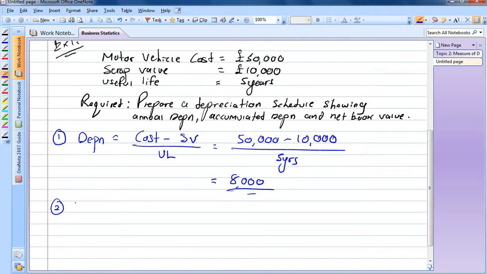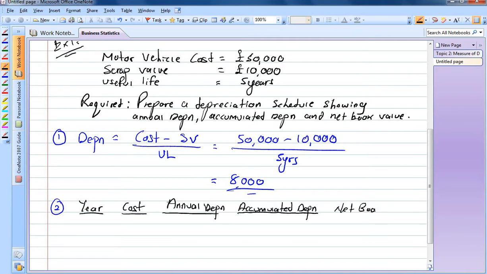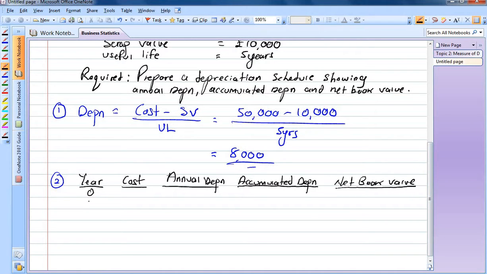Number 2, then you prepare your depreciation schedule, the table: year, cost, annual depreciation, accumulated depreciation, and net book value. So we need to do it for 5 years. Okay.